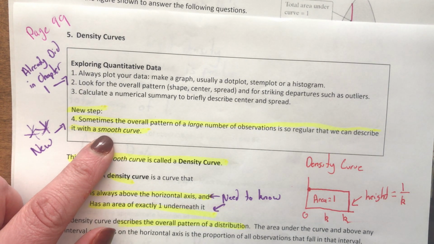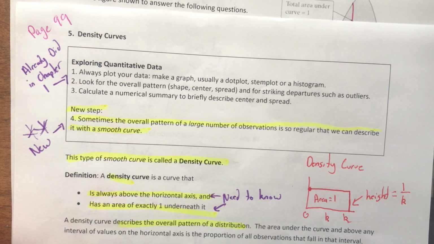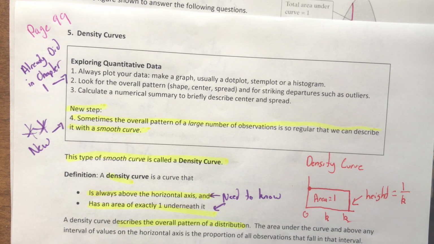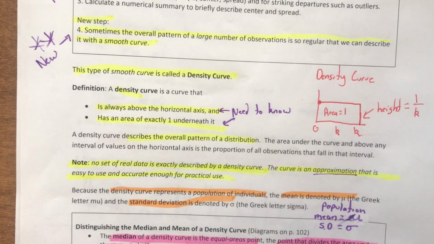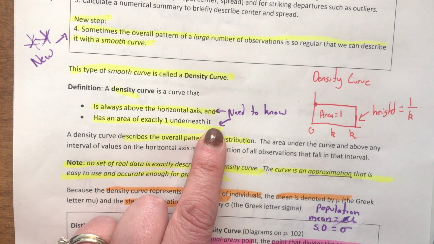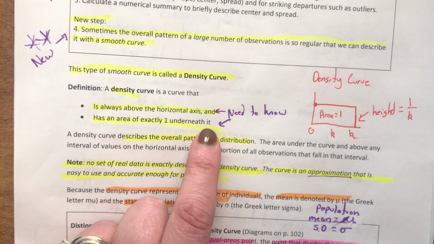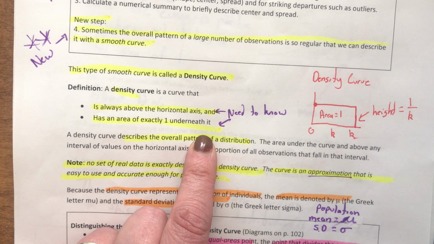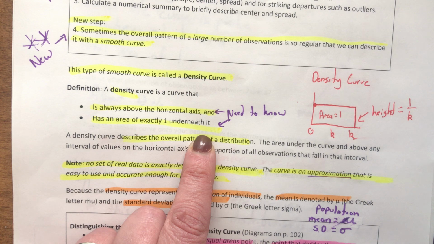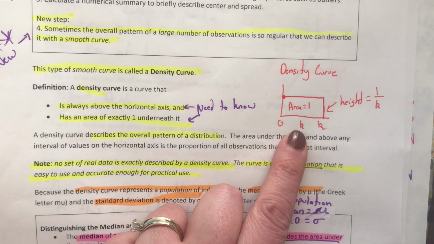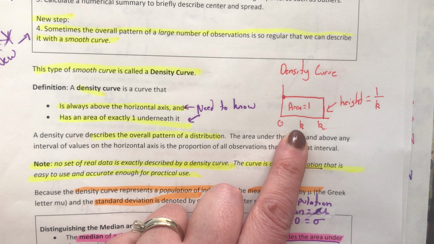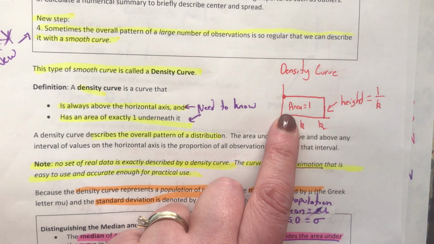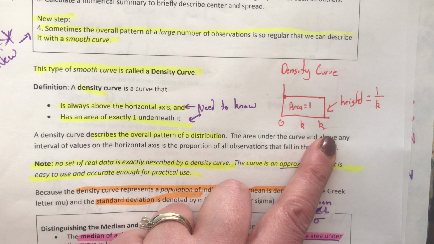Now, the new step that we're going to learn is that sometimes the overall pattern of a large number of observations is so regular that we can describe it with a smooth curve. The smooth curve is called a density curve. You need to know the properties of a density curve. The density curve is always going to be positive. It's going to be above the horizontal axis, and we know that the area underneath it is going to be exactly 1. Now, this can be an example of a density curve. It doesn't always actually have to be curved. So we know that it's going to be positive. We also know that the area would be equal to 1.